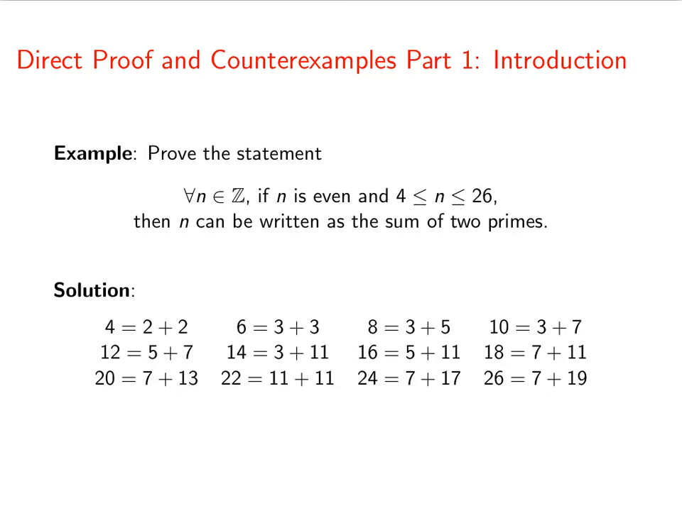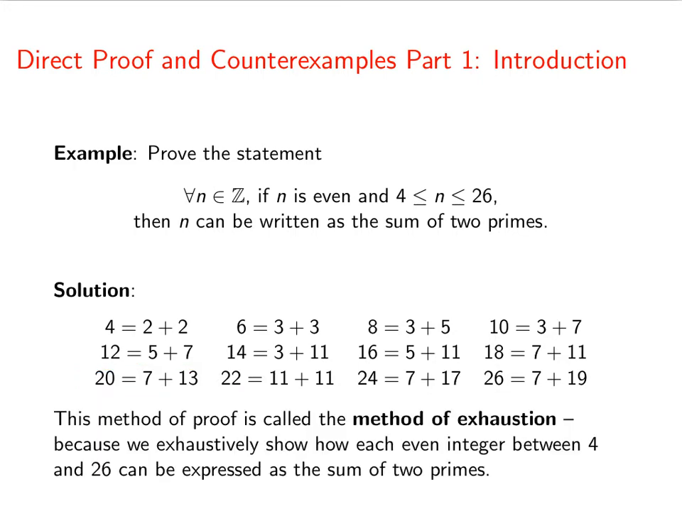We just write down for each even integer between 4 and 26 how to express it as the sum of two primes. Notice that in some instances, these aren't the only way of doing it. Like here, 20 is equal to 7 plus 13. 20 is also equal to 3 plus 17. We don't need to show every possible way of writing each of these integers as a sum of two primes. We just need to have some way of doing it.